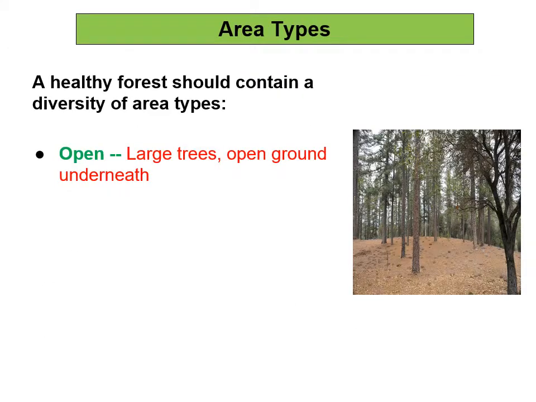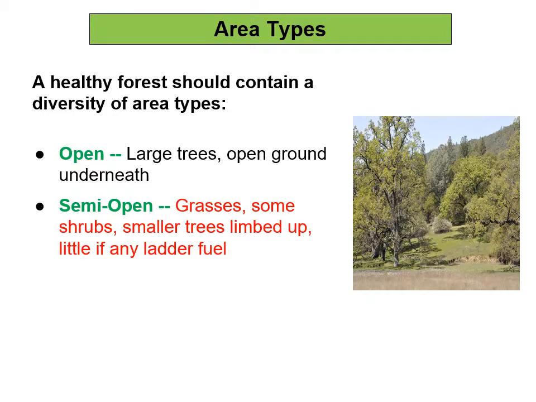Area types. A healthy forest should contain a diversity of area types. And what do we mean by area types? Well, there are 4 area types in the model we constructed for this presentation. Each type has different characteristics. The first type, open, contains trees, mostly large ones, well spaced, with very little fuel on the ground. The second type, semi-open, contains both smaller trees and larger ones.